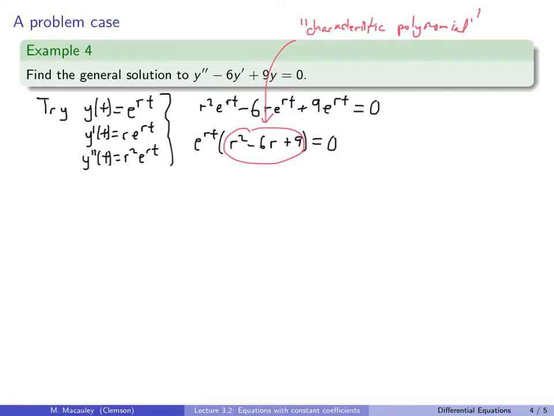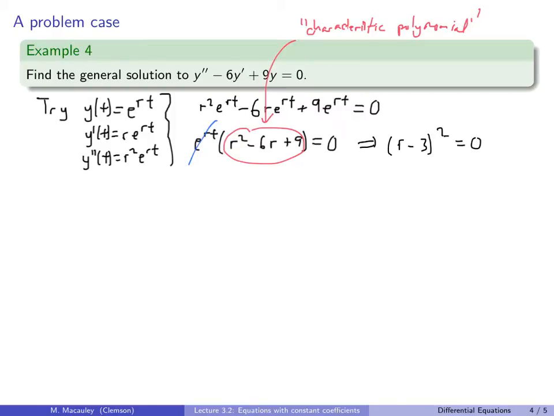So you can actually take a little bit of a shortcut and just, for all of these, start here and write this as e to the rt times this is 0, and then you can divide through by that because this function is always non-zero. So a non-zero function times a number is identically 0, better mean that number is 0. So in this case, we factor this, and we see this factors as r minus 3 squared is 0. So what does that mean?